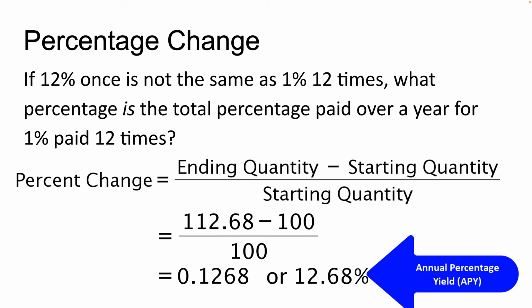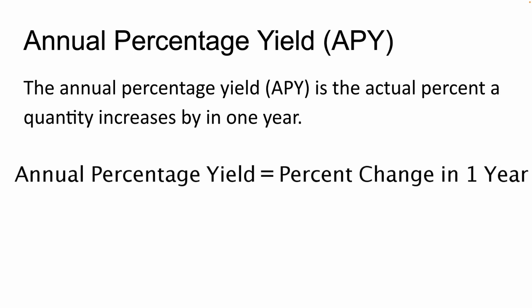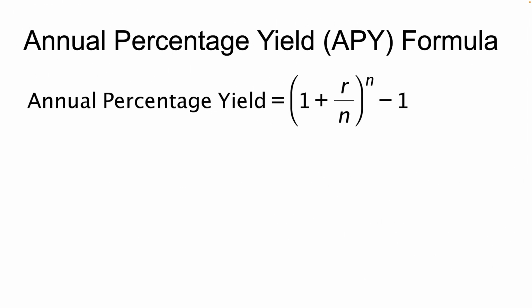And this quantity is known as our annual percentage yield. The annual percentage yield, or the APY, is the actual percent a quantity increases by in 1 year. Essentially, the annual percentage yield is the percent change of your money in 1 year's time. This means that you would take your balance after 1 year, subtract the principal, and divide it by the principal. There is a formula to find the annual percentage yield. This is the quantity 1 plus r over n raised to the n power minus 1.